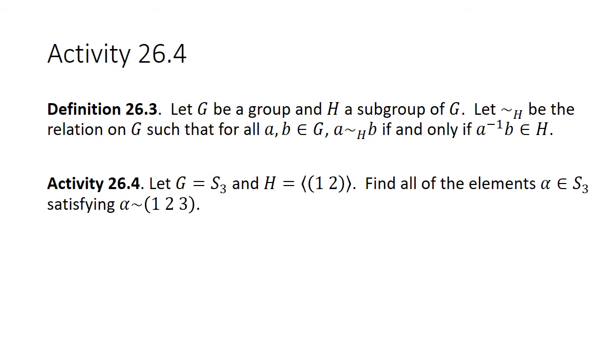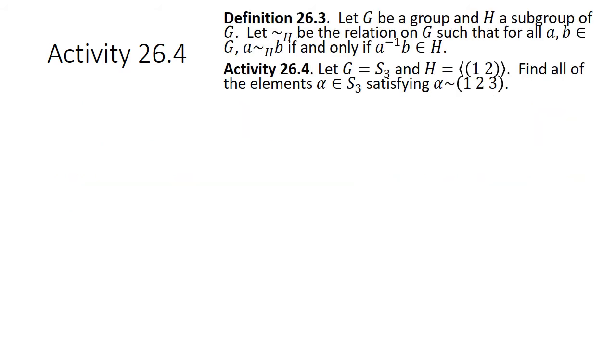So I just put the definition of the relation back up there for you, and the activity is below. Go ahead and pause the video and try this, and then we will go over it. Okay, so now let's go over this activity. Let G be equal to S3, the symmetric group on 3 elements, and let H be the cyclic subgroup generated by the cycle (1 2). Find all of the elements alpha in S3 satisfying alpha is related to the cycle (1 2 3).